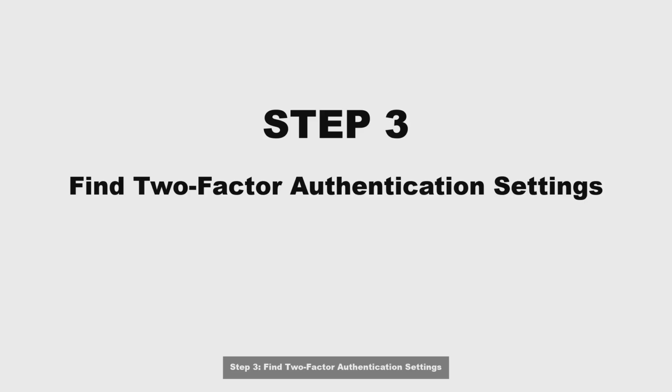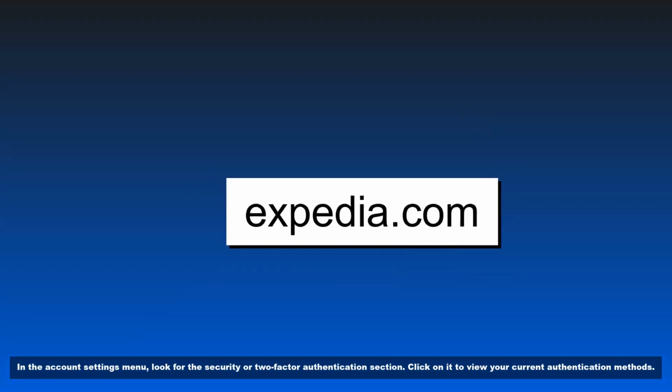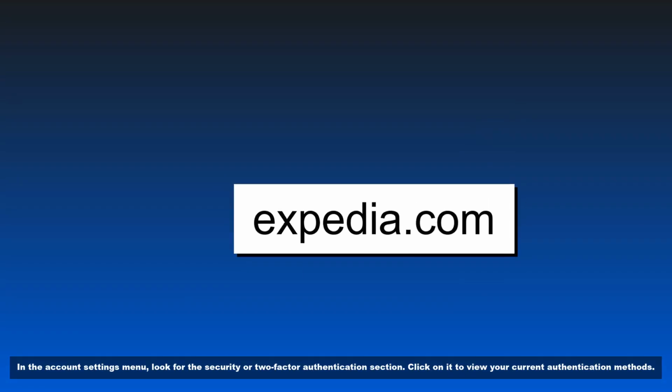Step 3. Find two-factor authentication settings. In the Account Settings menu, look for the Security or Two-Factor Authentication section. Click on it to view your current authentication methods.